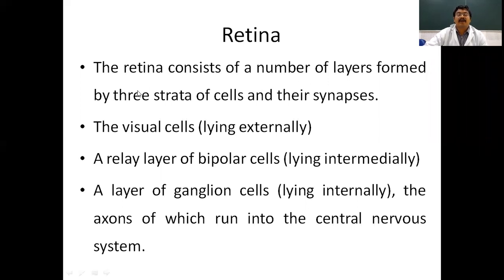If you divide it into broad strata, it contains 3 strata of cells with synapses. The visual cells lie externally, and include the cones and rods. The layer of bipolar cells is called the intermediate cells; it forms the synapses. The layer of ganglion cells lies internally. The axons of these ganglion cells form the optic nerve, which runs to the central nervous system.